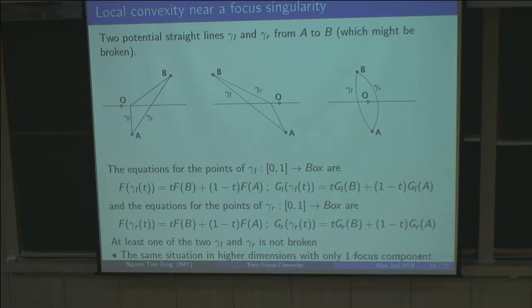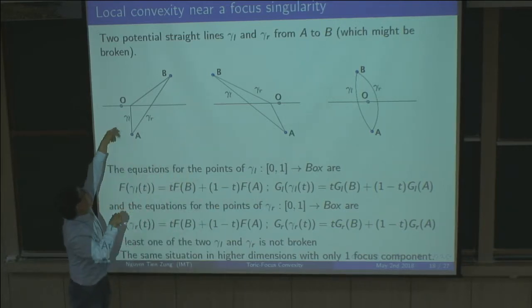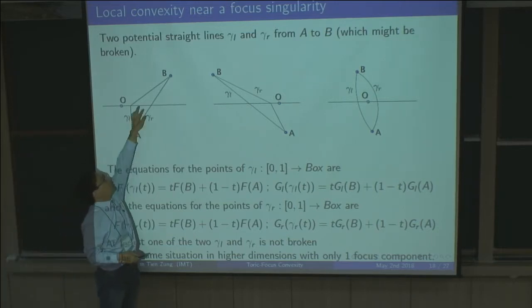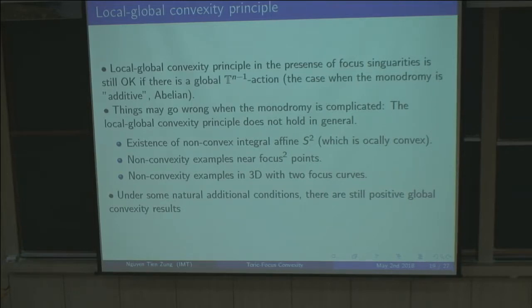You always have a local convexity when there is only one focus component, right? And this is basically the proof. You try to go from A to B by affine functions. One of the functions is globally defined, and the other function here, G, has two branches when you go over this here. So you use the two branches, and we find two possibilities. So at least one of the two branches will work. That's the idea.